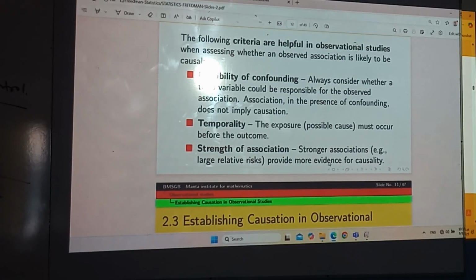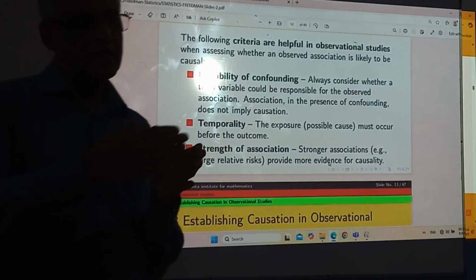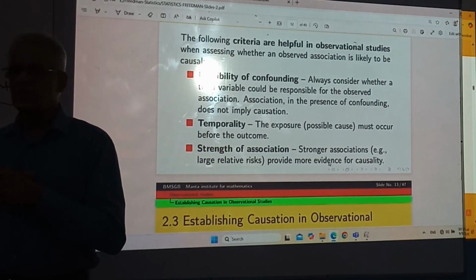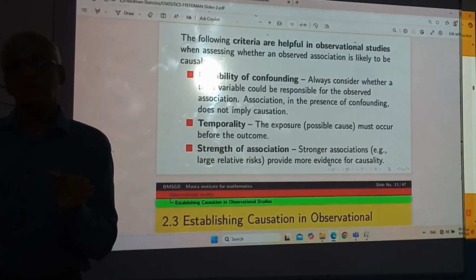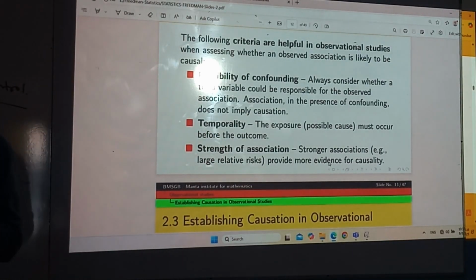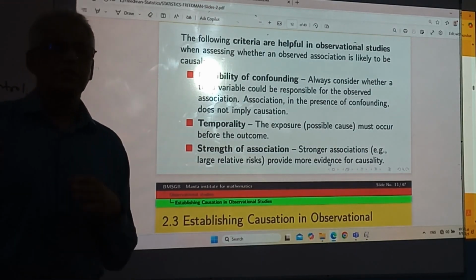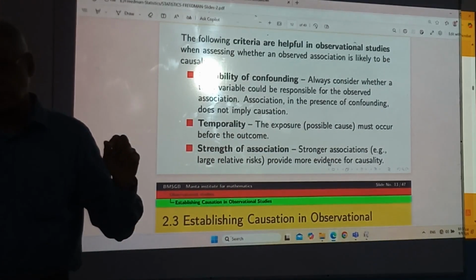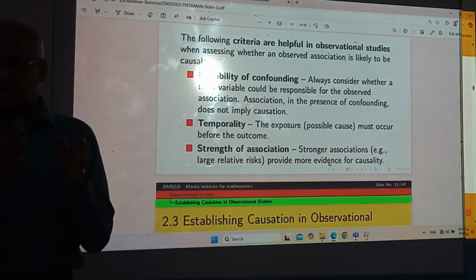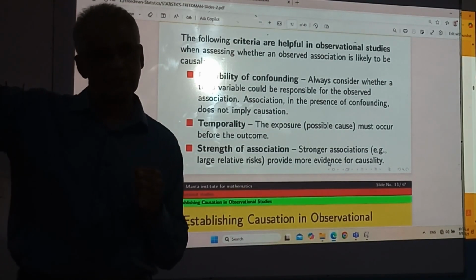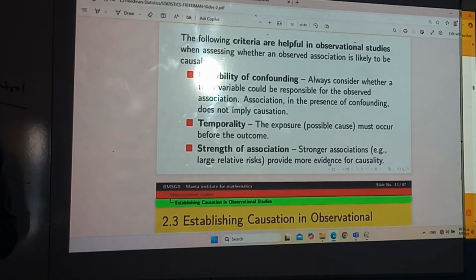And then the time effect. If X is causing Y, X must occur first. Y should occur later. If X is causing Y, Y cannot occur first, before X. So, time effect also. If you want to decide whether Y is caused by X, and you see that X and Y are associated, then check whether X is occurring first and Y is occurring second. So that is one criterion.